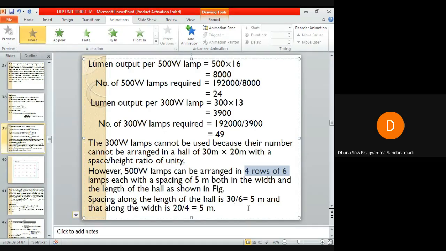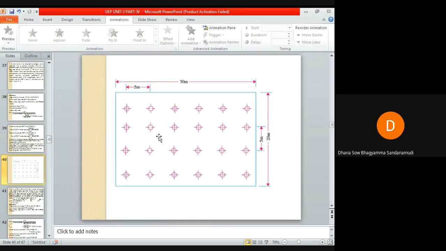You can see here in this room there are around 4 rows, and in each row you can see 6 lamps. The distance from one lamp to another lamp is around 5 meters. The room dimensions are 30 meters and 20 meters. The length of the room is 30 meters and the width of the room is 20 meters.